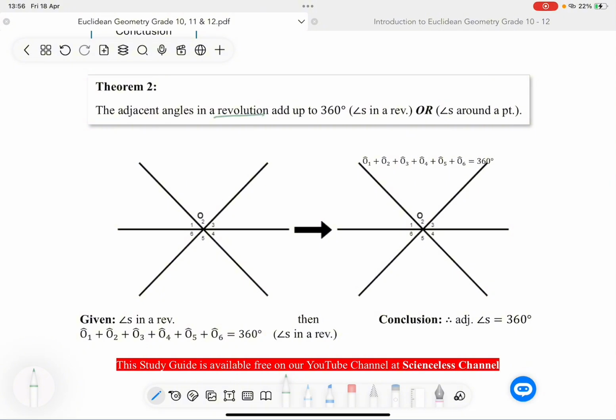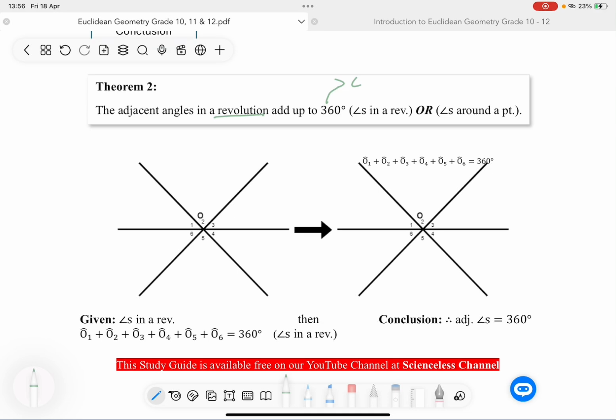In other words, if I have a point O here, then there is angle 1, 2, 3, 4, 5, and 6. Then we end here where we started. We then have angles that are next to each other, that are adjacent, and they are around a point. We then call those angles a revolution. Now, this theorem says that if we have such angles, then they must add up to 360 degrees.